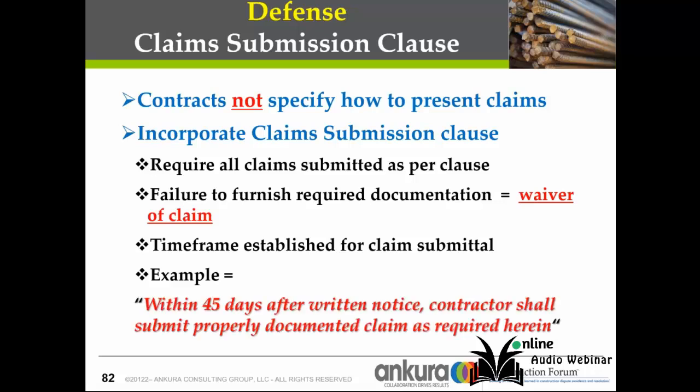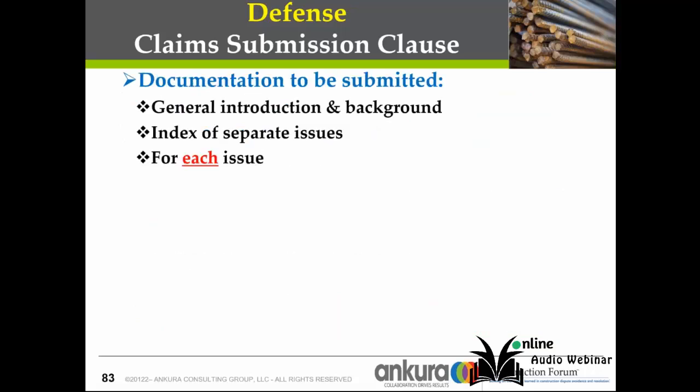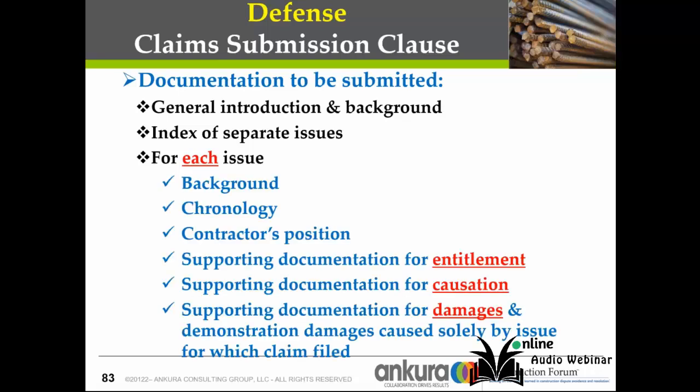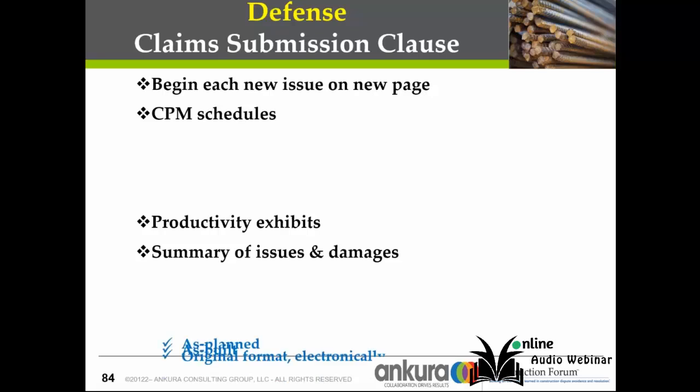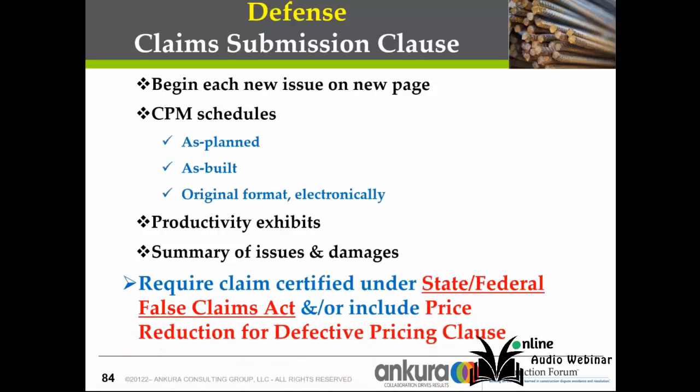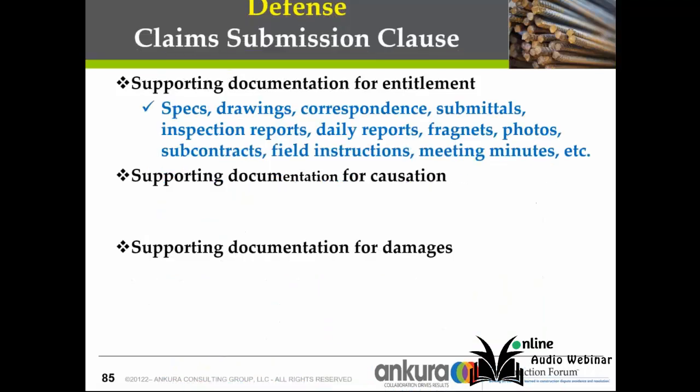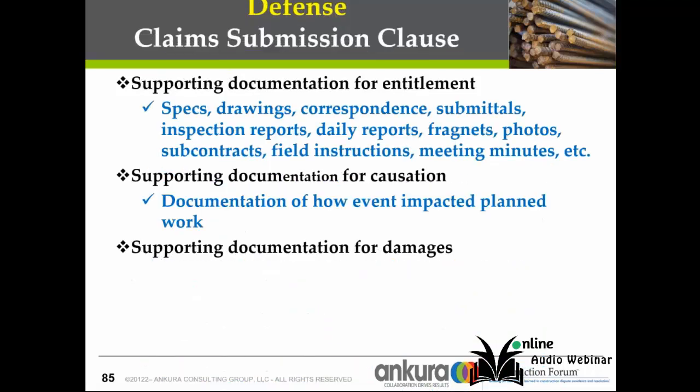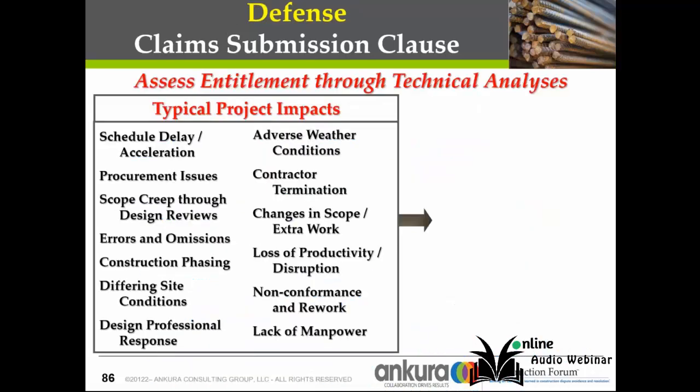Within 45 days after written notice, the contractor shall submit a properly documented claim. You want the general introduction of the background from the contractor's perspective to this event or these events, and then begin each new issue on a new page. Productivity exhibits, summary of issues and damages. Supporting documentation for entitlement, these things; for causation, this discussion; for damages, this discussion. Assess the entitlement through technical analysis. The typical project impacts are in this box.